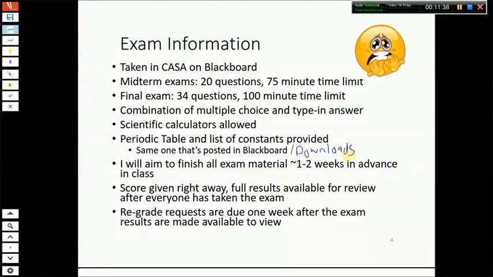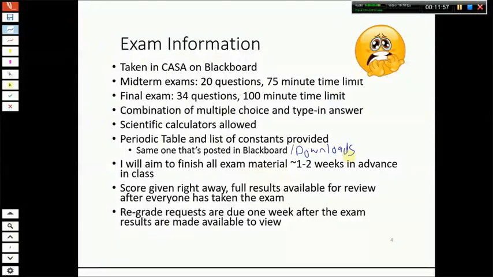When you take the exam in CASA on Blackboard, you're going to get your score right away. As soon as you click submit, unless you avert your eyes, you'll be able to know what your score was. However, you won't know which questions you got right and wrong until afterwards. Once everyone finishes the exam, we release the results and you can review them.